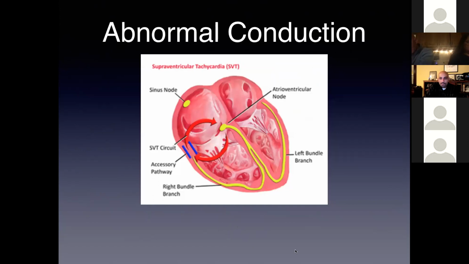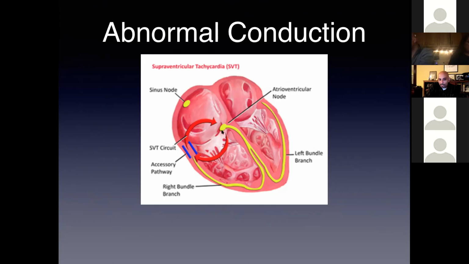So here is a diagram of SVT, and we talked about this earlier, but in an SVT, you have an abnormal pathway here. It's an accessory pathway. It conducts quickly. It may conduct more quickly than the AV node. And what happens is the sinus node does its thing, goes to the AV node, everything travels down the pathways, but all of a sudden you get this short circuit and this cycles back up and comes back in here and hits the AV node again. And so it starts another beat without the SA node being involved.